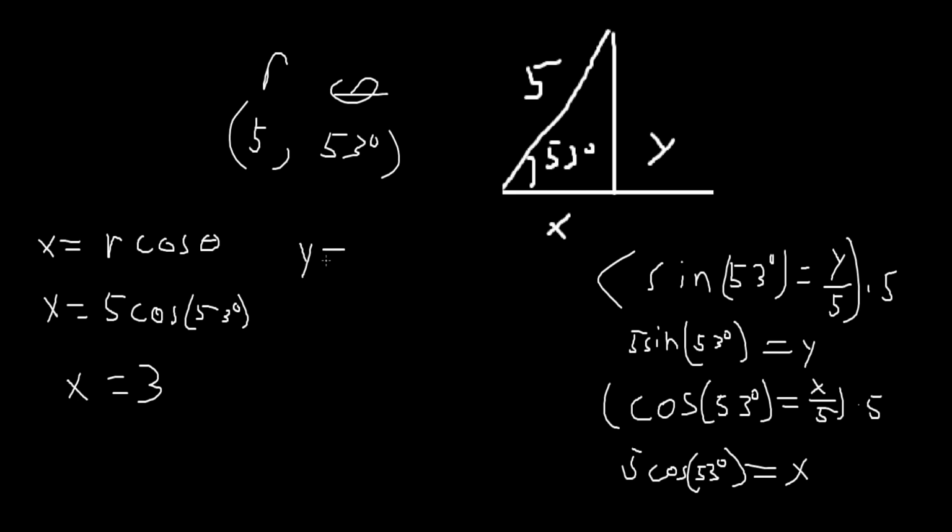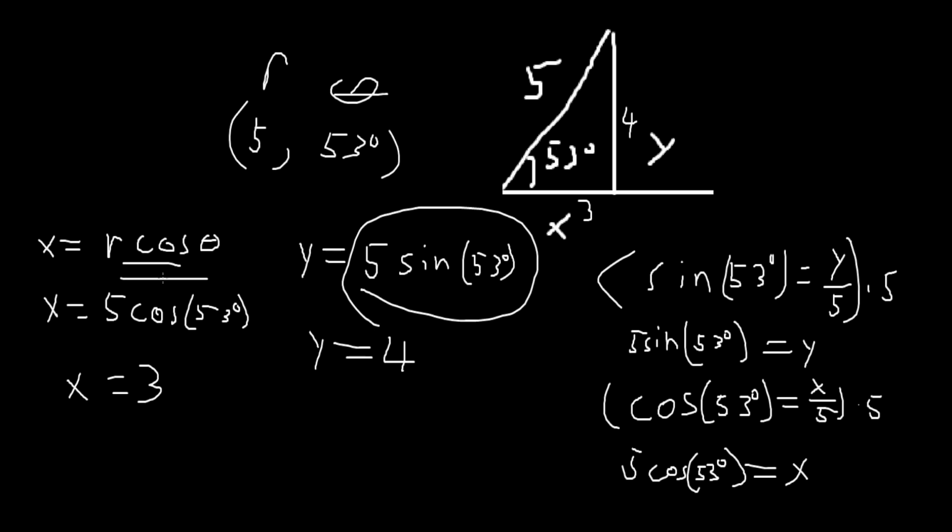And meanwhile, on the y side of things, if we do 5 times sine of 53 degrees, that is going to give us 4. So we know that this would be a 3, 4, 5 triangle based on the angles and what happens when we plug these in. So remember, x is always going to be r times cosine. Y is always going to be r times sine. So you get your x's by doing r cosine, your y's by doing r times sine. And of course, this is always of theta.